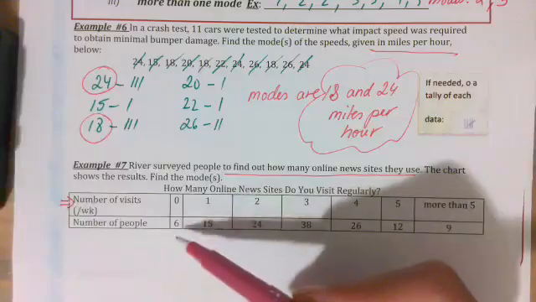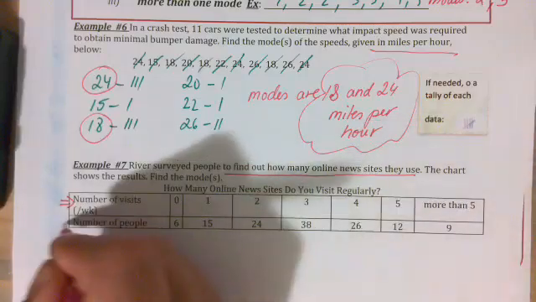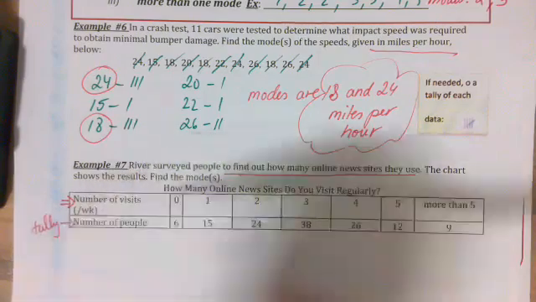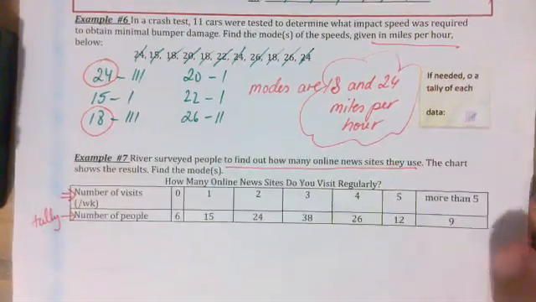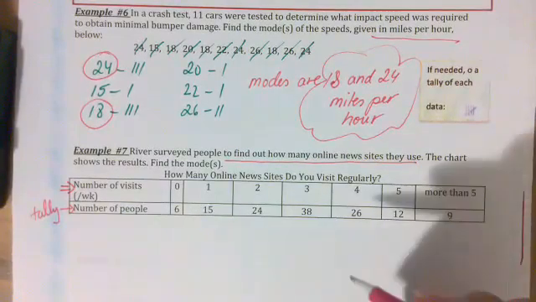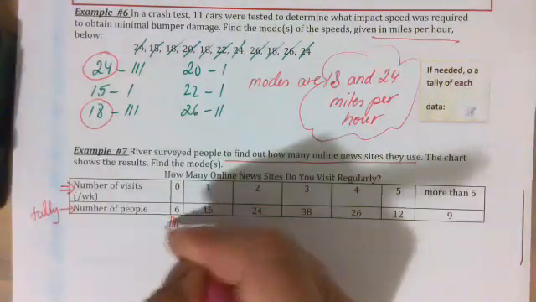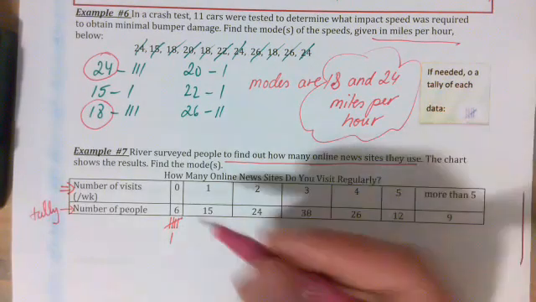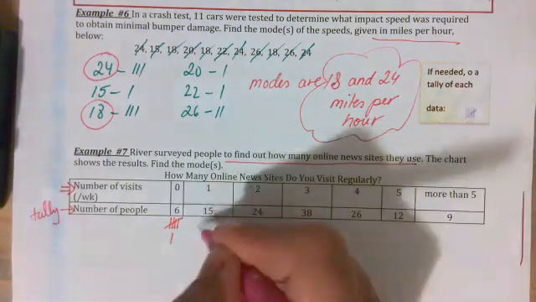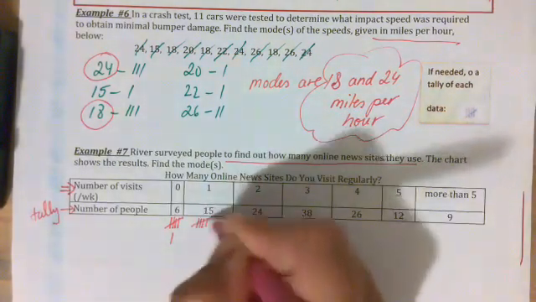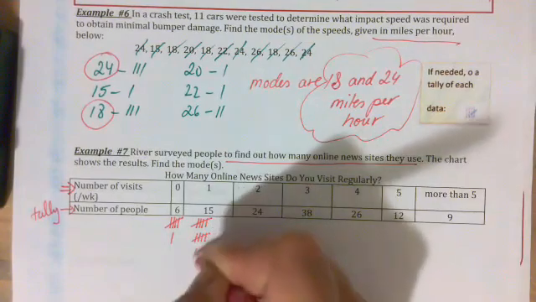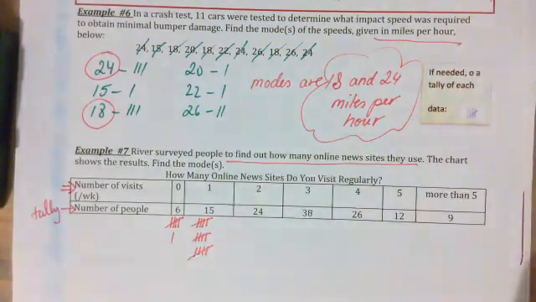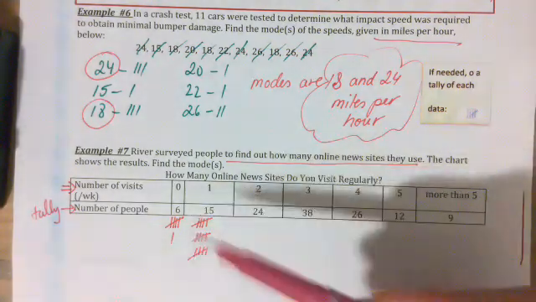So in this situation, the tally is in here. It's the number of people that do this, okay? Visit these sites regularly. So 6, it would be like that, right? 6 people don't visit any online news sites. And then for one news site, we have 15. So your tally would be like that if you were actually doing the survey and counting how many people actually said yes to number 1. And so forth, right? So now I don't have to keep doing this.